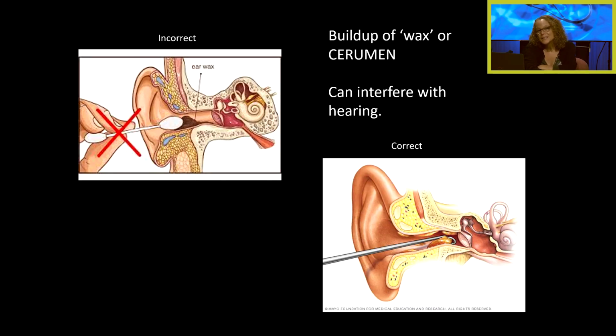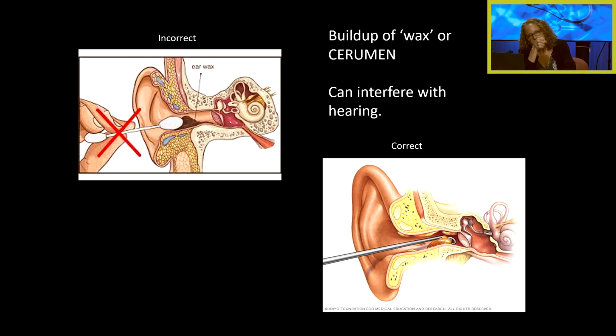We can get some buildup in that ear. In layman's terms, we refer to it as wax, or cerumen is the more medical term, and it can interfere with someone's hearing. Somebody might come to the doctor and say, all of a sudden, after a period of time, my hearing in this one ear just got more and more dull, and I can hear so much better out of this other ear.